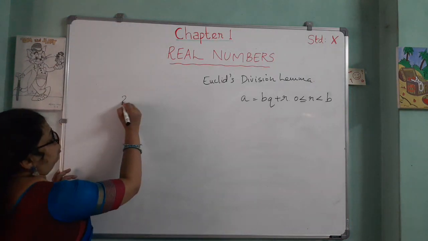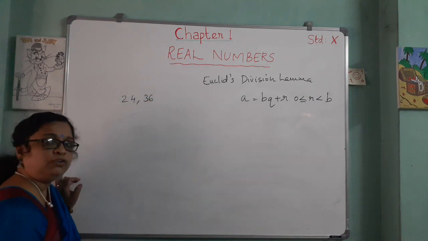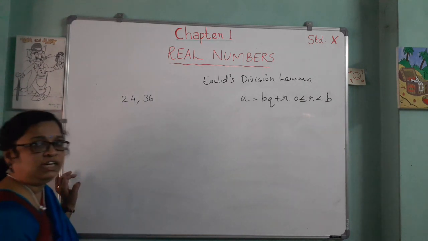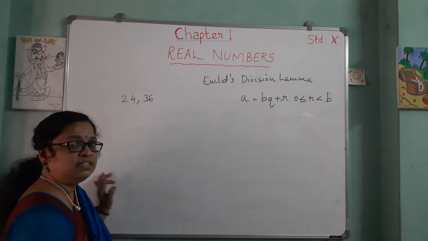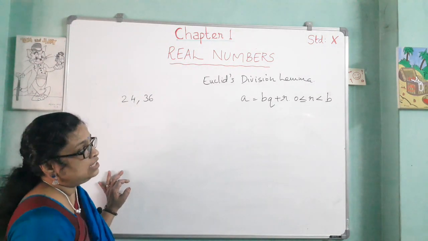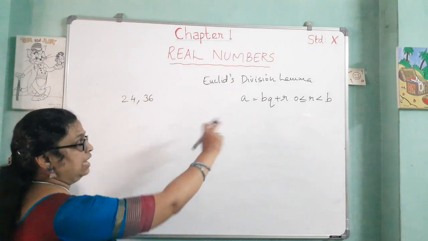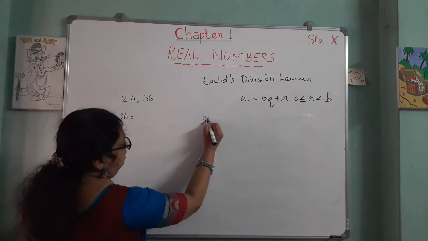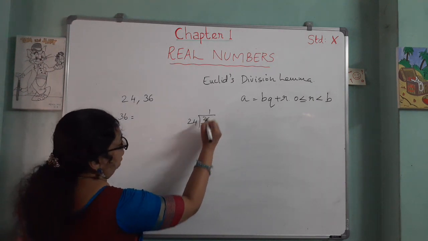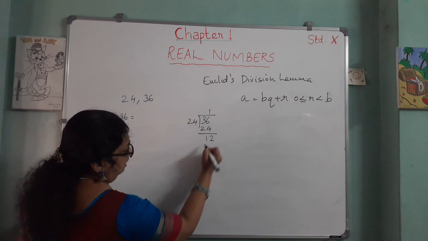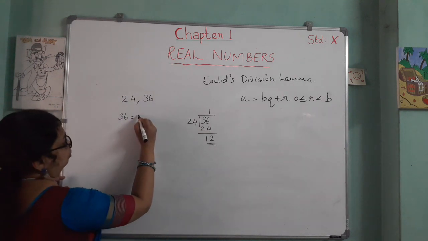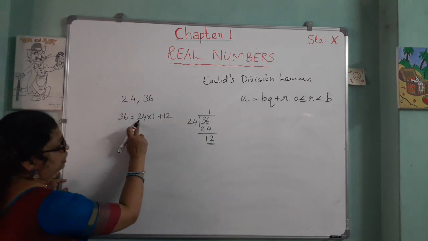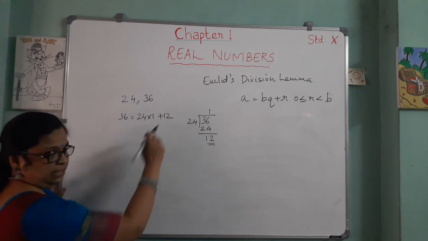So take an example, 24 and 36. We have to find out the HCF of 24 and 36 using Euclid's division lemma. We know that Euclid's division lemma is a equal to bq plus r, 0 less than or equal to r less than b, in that form. So first the greater number, 36. We divide 36 by 24, 1 times 24, then subtracting we get 12. So we can write 36 equal to 24 into 1 plus 12. That is dividend equal to divisor into quotient plus remainder.